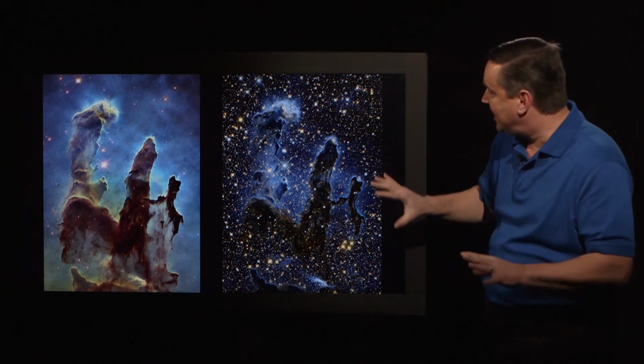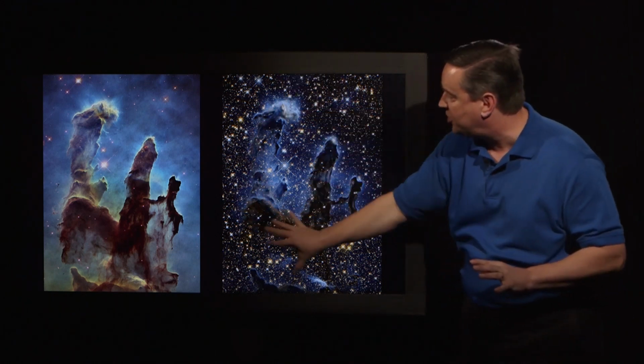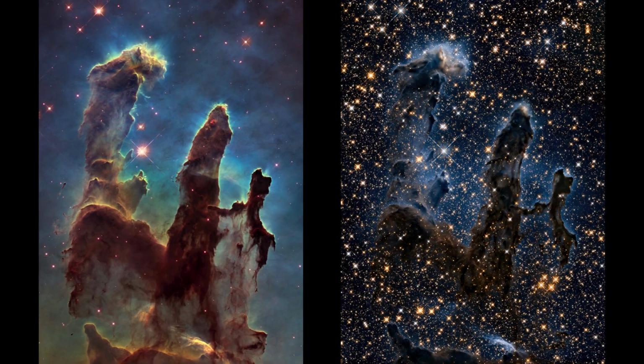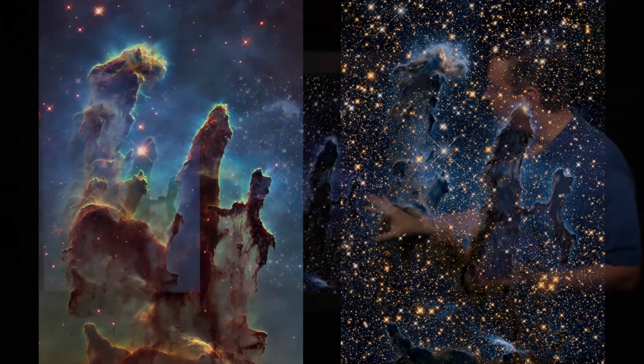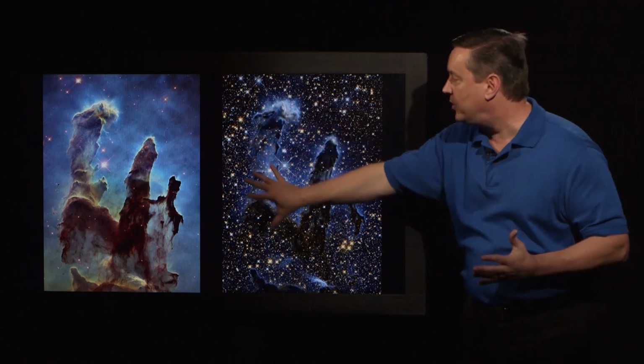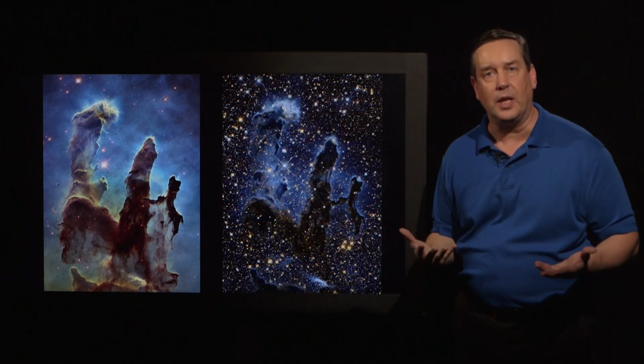The first thing you notice is that there's a tremendous number of stars in the image that you don't see in the visible light. Well, that's because infrared light has longer wavelengths. The longer wavelengths can penetrate through the gas and the dust better, allowing you to see the stars both inside the nebula and the innumerable stars that are behind the nebula.